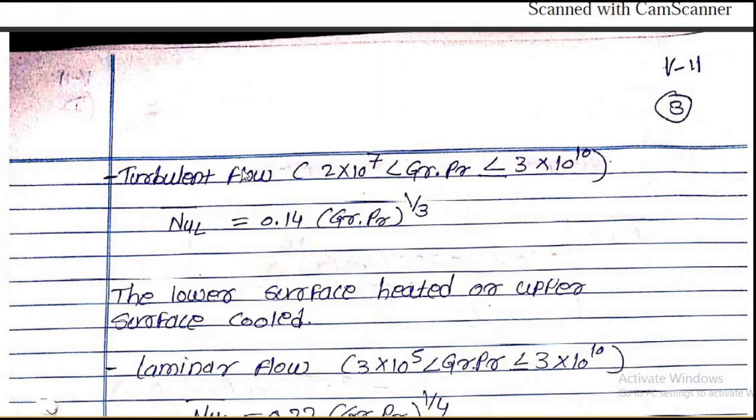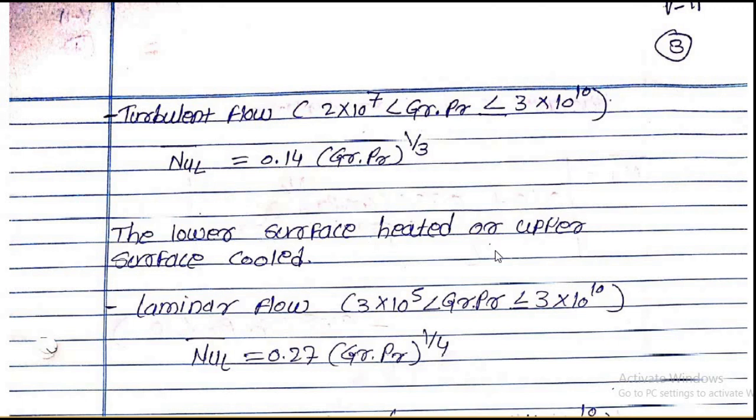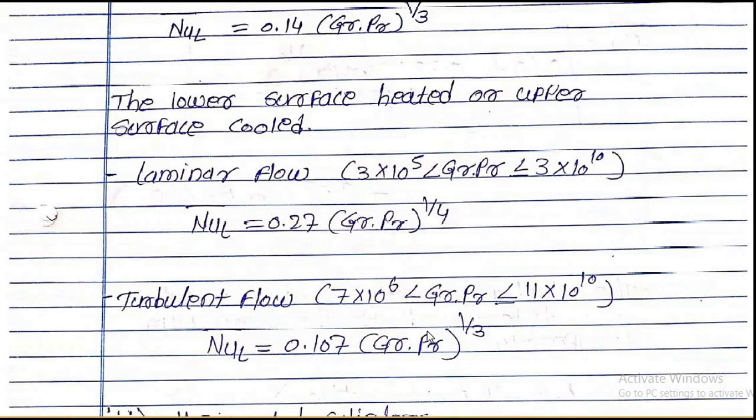Now the second case is the lower surface heated or upper surface cooled. So in that case, the laminar flow will be considered if the product of Grashof number and Prandtl number is greater than 3 into 10⁵ and less than or equal to 3 into 10¹⁰. So in that case, the average Nusselt number is equal to 0.27 into bracket Grashof number multiplied by Prandtl number raised to 1/4.